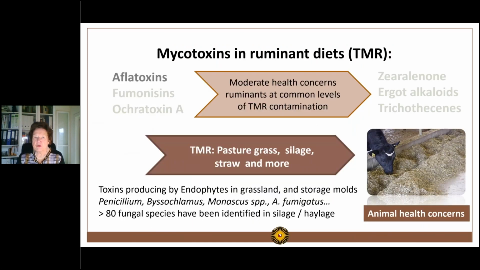Now with this, I want to close the first part, the so-called aflatoxin panel, and I will go to other components of the TMR, the roughage, or other compounds the animals consume routinely throughout the year: pasture grass, silage, straw, and everything. And here we have a totally different group of mycotoxins and molds we have to consider. This starts with the endophytes in grassland and with the so-called storage molds we find in silage, like Penicillium roqueforti, Monascus and Aspergillus fumigatus.